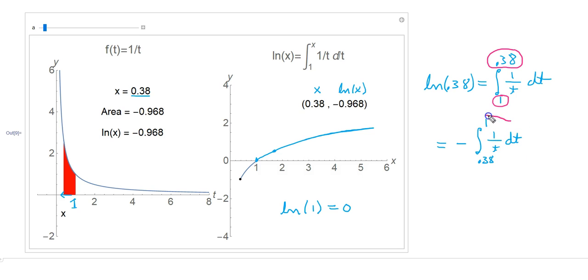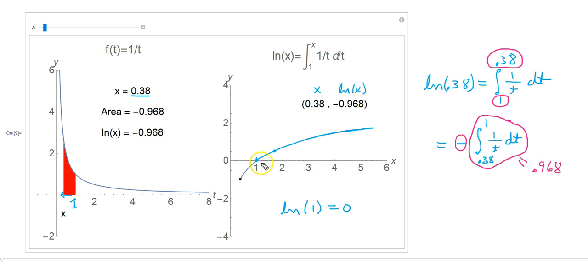And now you see this piece right here is the actual area of the red shaded region over here. So this that I have circled in red here is 0.968. But by flipping the limits of integration, we now have this negative introduced in front here. And so the natural log of 0.38 is actually negative 0.968.